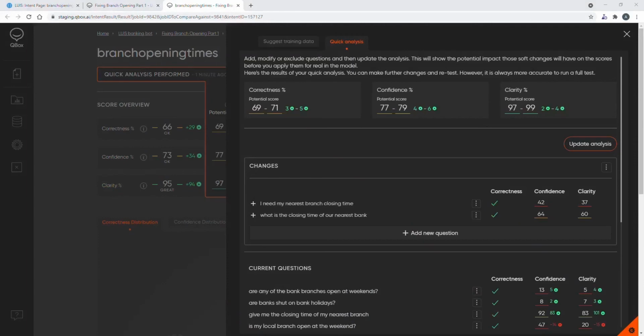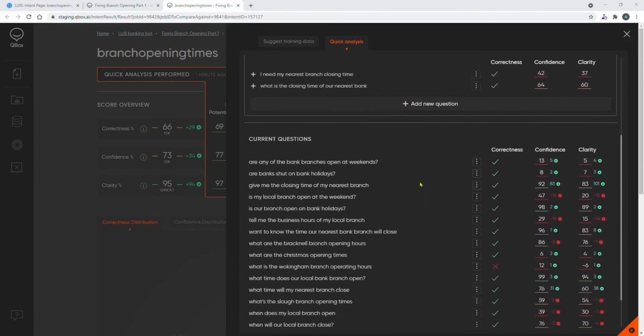The analysis took a minute or so, and I can see the potential new metrics for the intent here. So we can see some good increases to all 3 metrics, correctness, confidence, and clarity. And my new utterances, which are here, they would potentially be correct and with reasonably good confidence and clarity. And then I can see my full list of existing utterances here. And the original utterance, this one here, this one is now classed as correct and with good confidence and clarity.